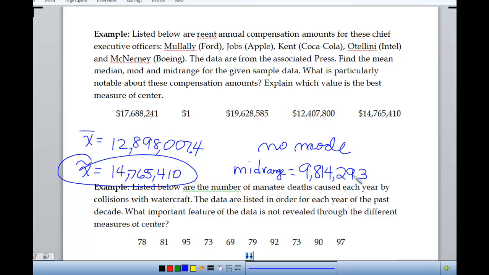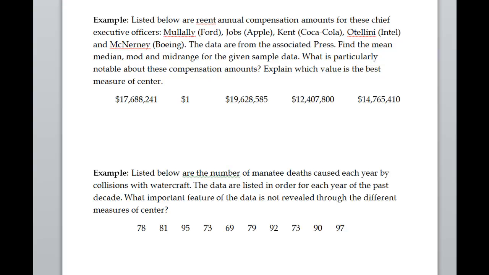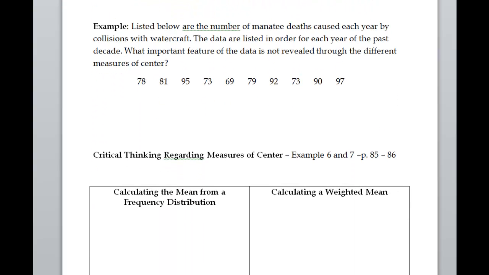All right, so we were talking about these manatees. It says the data are listed in order for each year of the past decade. One important feature of the data is not revealed through the different measures of center. I won't go through calculating the measures of center right this second. But what do we not know about this that's probably important? Cause of death? Maybe, but something about the numbers here that we don't know. The years? Okay, well, that's getting close to it.